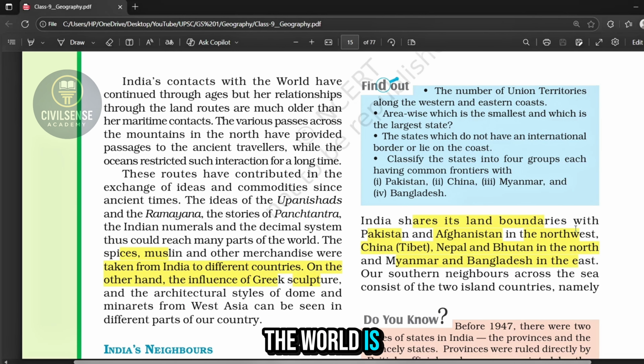India's contact with the world is very ancient. The land routes through passes like the Bolan Pass connected India with Central Asia and Europe, long before sea routes existed. Through these routes, ideas, cultures and goods moved in both directions. From India to the world, we sent Upanishads, Ramayana stories, Panchatantra tales and Indian numerals and the decimal system. We also exported spices, cottons and fine fabrics. And from the outside world, we received influences like Greek art and West Asian architecture, especially the dome and minaret styles that you can still see in our monuments. So India was never isolated. It was always a part of the global exchange of culture and knowledge.